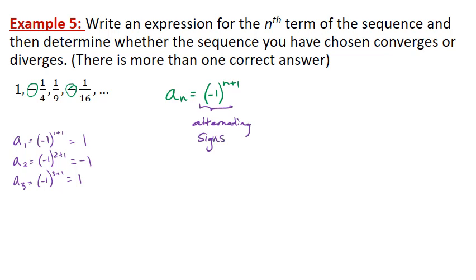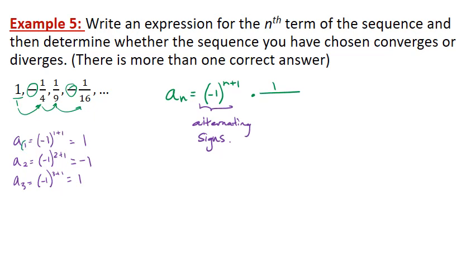Okay, so now we want to see what's happening with the number itself. And one thing to notice is that we have fractions, and in the numerator, we always have 1. So we're going to multiply this -1 for the alternating sign by 1 over something. And we need to figure out how we get, now we can put a 1 here. How do we get from here to here? How do we get from here to here? How do we get from here to here?